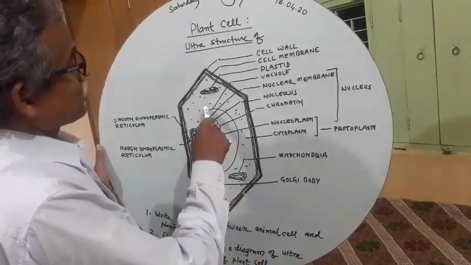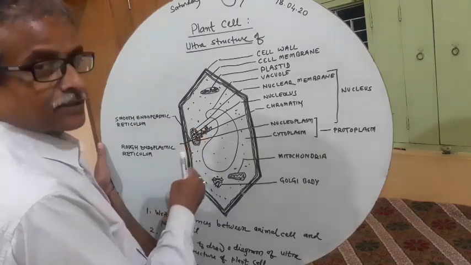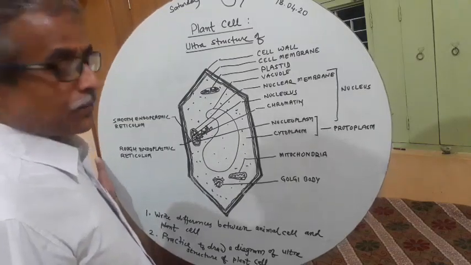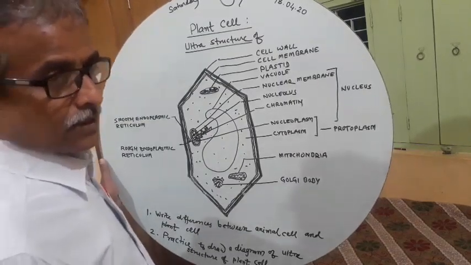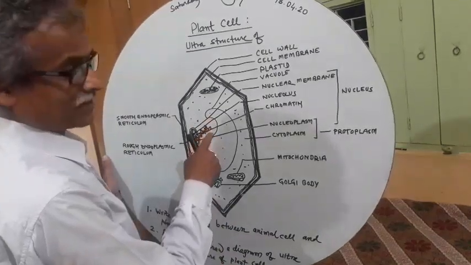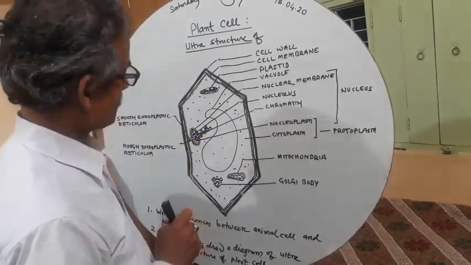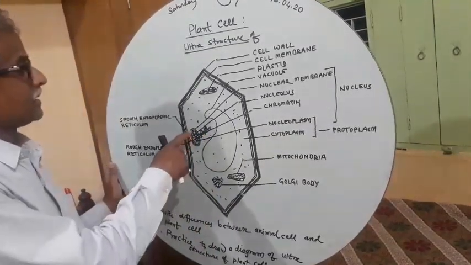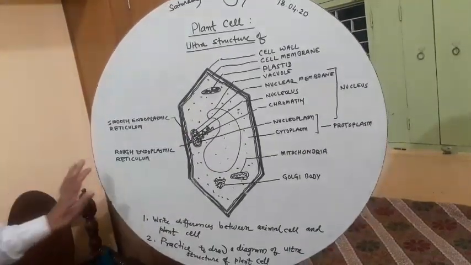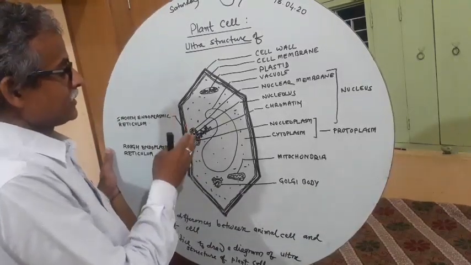And as there is large size vacuole, the nucleus comes in the side, whereas in case of animal cell, the nucleus is found in the center, that is central nucleus. In case of plant cell, the nucleus is peripheral. That is found in the side.